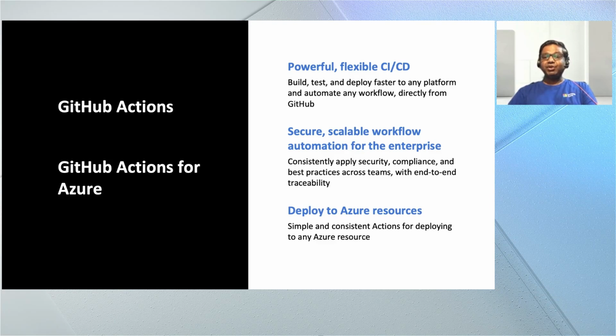GitHub Actions are community driven. There are more than 3,000 actions available and growing on a continuous basis to automate any workflow. There are many events that are available to help you achieve full-fledged software delivery cycle automation using GitHub Actions. Finally, GitHub Actions for Azure help you deploy to any resource in Azure with a simple and consistent experience.